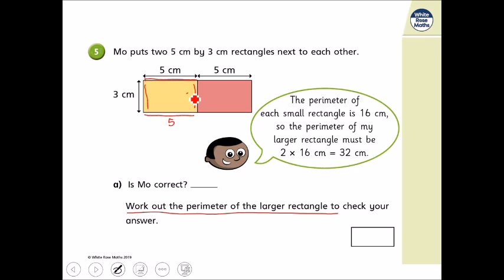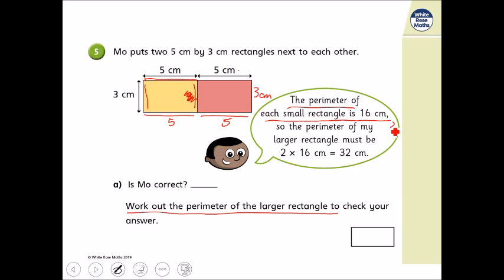This is 3. But you know what? We won't need that eventually, so I'll cross that out. This is also 5, and we know that because this number up here is 5. And this is 3 centimetres because the number at the other end of the rectangle is 3 centimetres. So what are we looking at? This person, Mo, says the perimeter of each small rectangle is 16 centimetres.